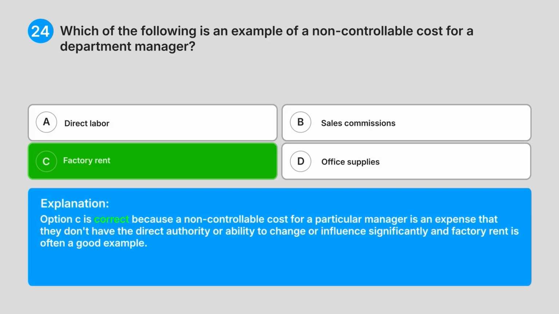Explanation. Option C is correct because a non-controllable cost for a particular manager is an expense that they don't have the direct authority or ability to change or influence significantly, and factory rent is often a good example.